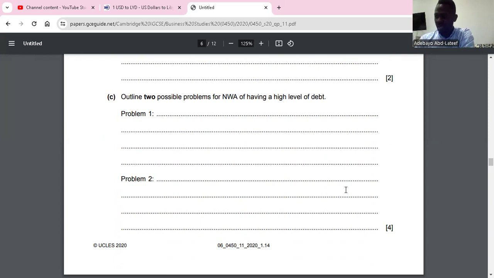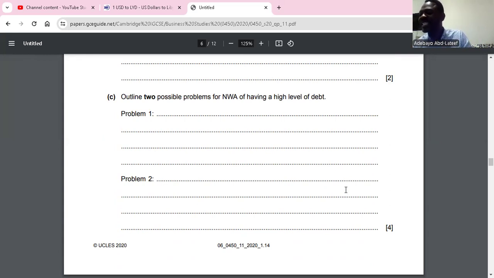Number one, it brings about cash flow problem. How does it bring about cash flow problem? I wrote, this will be as a result of having to pay back the loans and the interest charged on loans. Because when you have high level of debt, it means you are owing a lot of people, a lot of suppliers, or a lot of banks. And if you are owing them, how do you pay them back? You have to pay back the loans and you have to pay interest charged on the loan. And this takes away more cash outflow than inflow. And that becomes a cash problem. Clear, that's the first one.